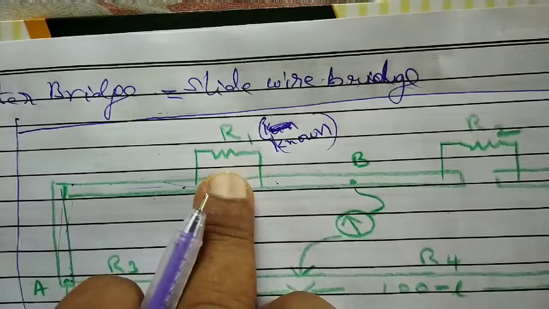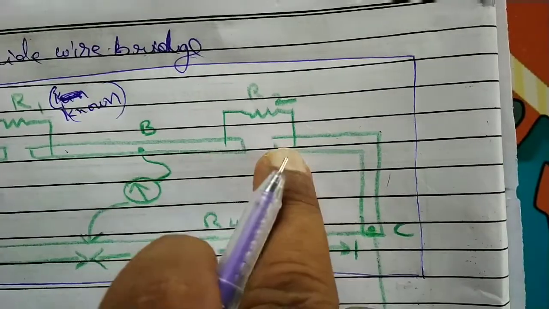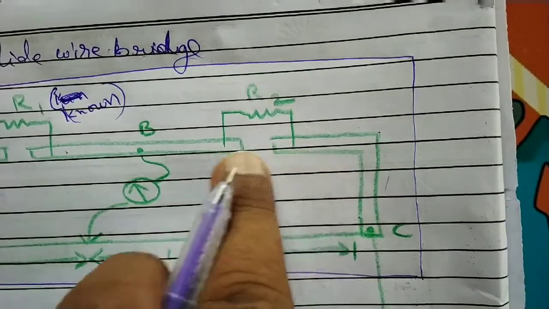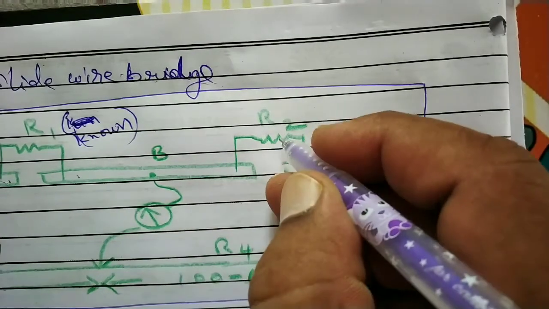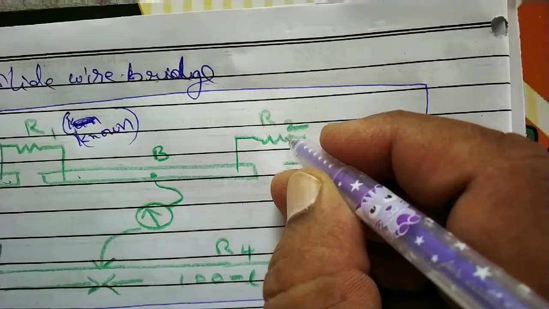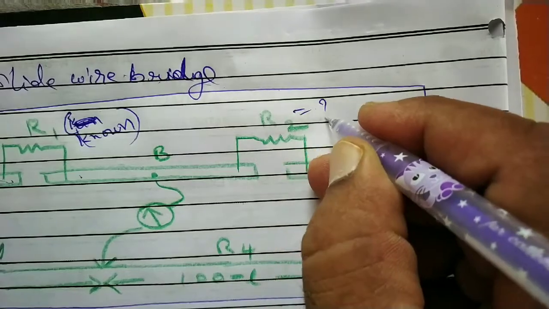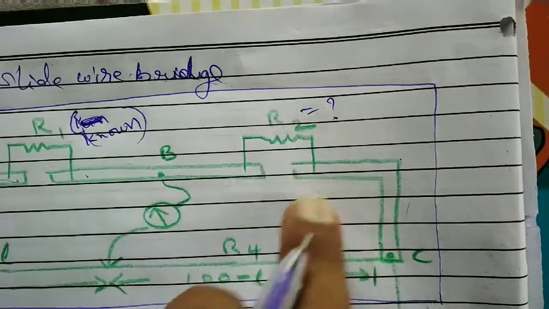Let us call it R1. And here in this gap, between these two, we have to keep the unknown resistance. Means what? One wire given to you, whose resistance we are going to find. That is R2, the unknown resistance. We have to keep it in the second gap.